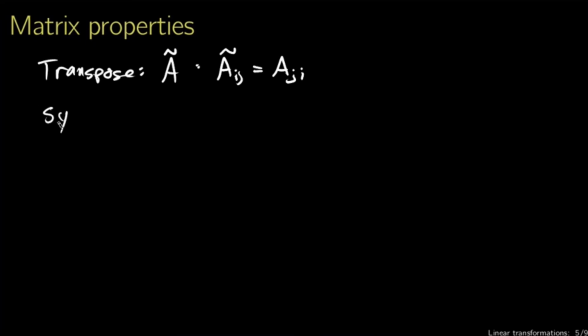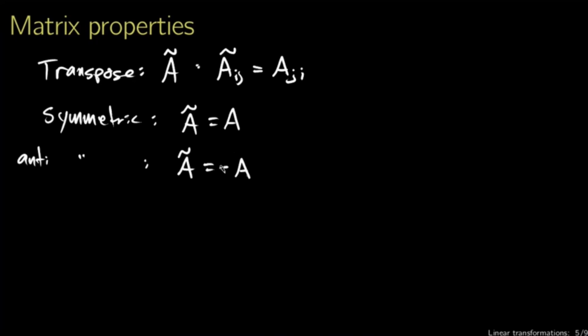We say a matrix is symmetric if the transpose of the matrix is equal to the matrix. Essentially, taking the transpose does nothing. And we say a matrix is antisymmetric if taking the transpose gives you the matrix back with a minus sign, if taking the transpose flips the sign. Essentially, all the entries above the diagonal are the same as the entries below the diagonal, but with a minus sign.